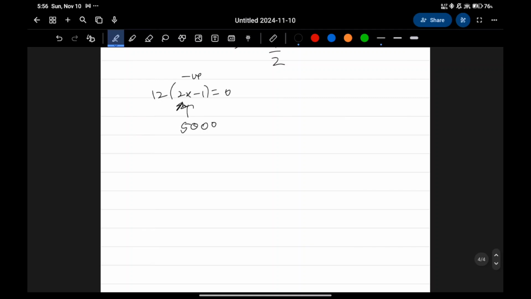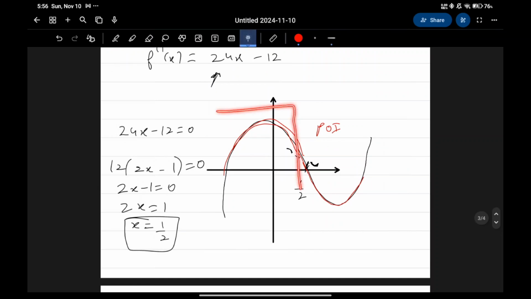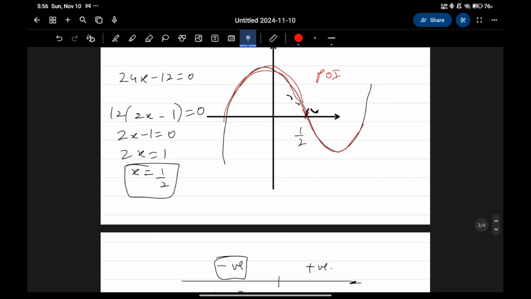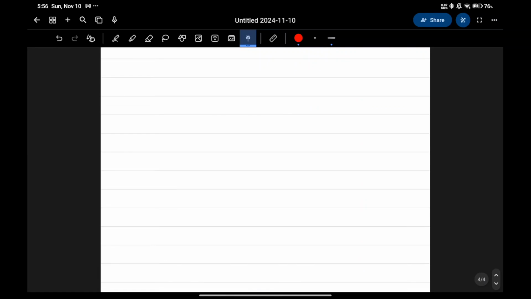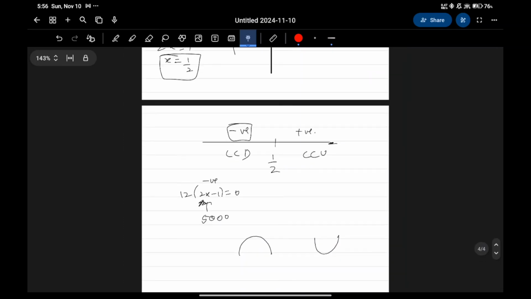Now, what does concave down look like? Concave down looks like this. Concave up looks like this. As we can see over here, in this region it's concave down, and in this region it's concave up. Alright, this was basically increasing, decreasing, maximum, minimum, points of inflection, and concave down and concave up. Does anyone have any doubts regarding this?